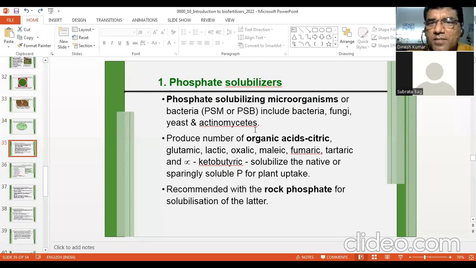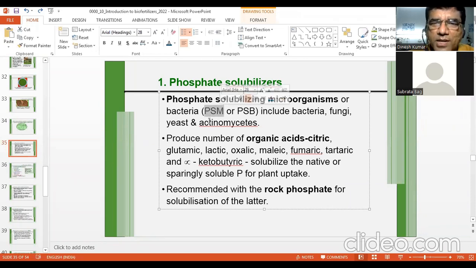So phosphate solubilizers, microbes or bacteria, you can see PSM, phosphate solubilizing microorganism. When we say microorganism, that means we are not specifying whether it is fungi, bacteria or some other, or a mixture of all. When we say PSB, that means it is surely a bacteria, phosphate solubilizing bacteria. So there is hardly any difference. You can call it PSB or PSM. It may include bacteria, fungi, yeast, and actinomycetes. So these are phosphate solubilizing microbes.